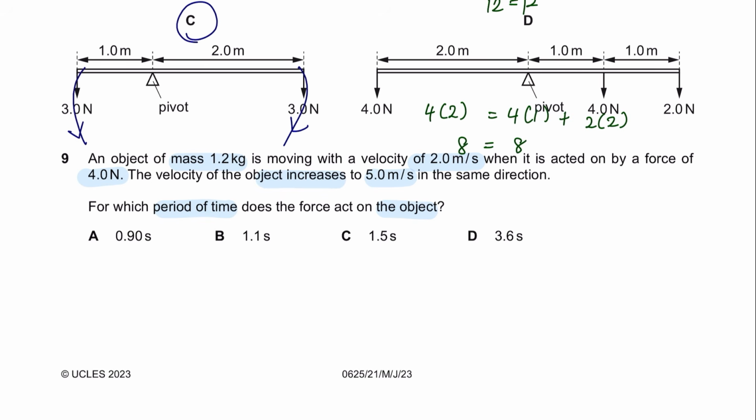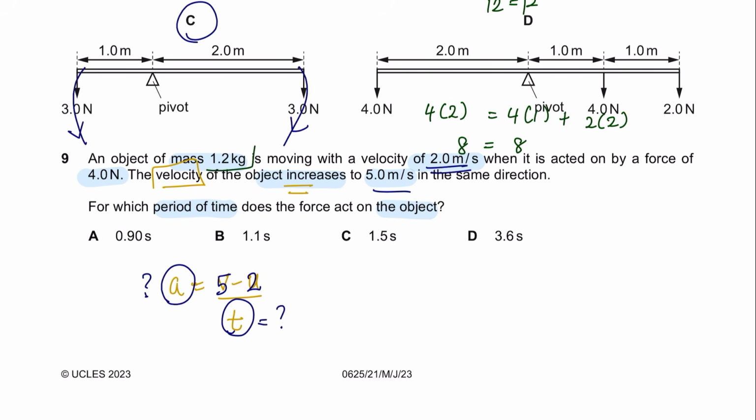Okay, it mentions here that the velocity has increased. That means that this object is now accelerating. And the formula of acceleration is v minus u over t. We know that the final velocity here is 5 meters per second and the initial velocity is 2. We're looking to find time, and we can do this once we have obtained our acceleration.